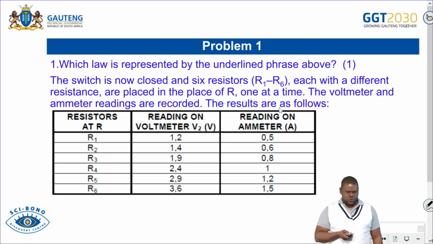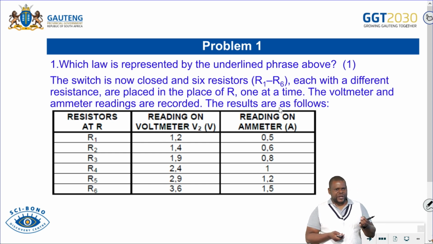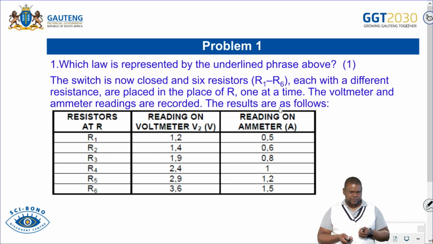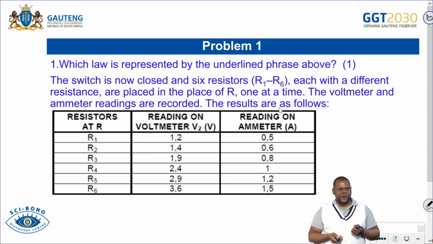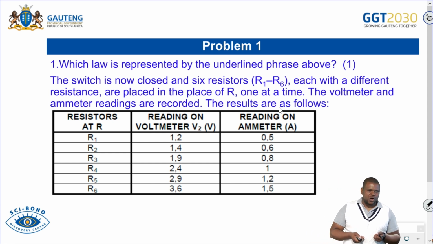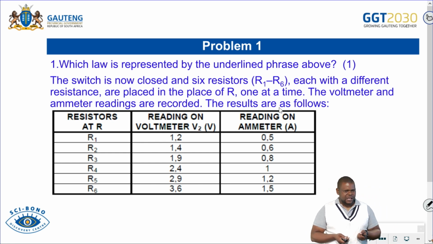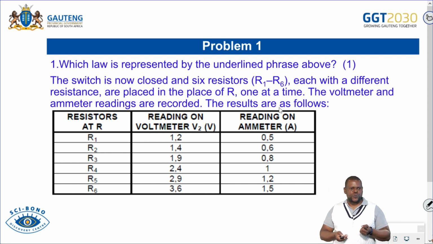R1, when you put R1, you get the voltage V2, it gives you 1.2 volts. R2, you get 1.4 volts. R3, you get 1.9 volts. R4, you get 2.4 volts. R5, you get 2.9 volts. R6, you get 3.6 volts.